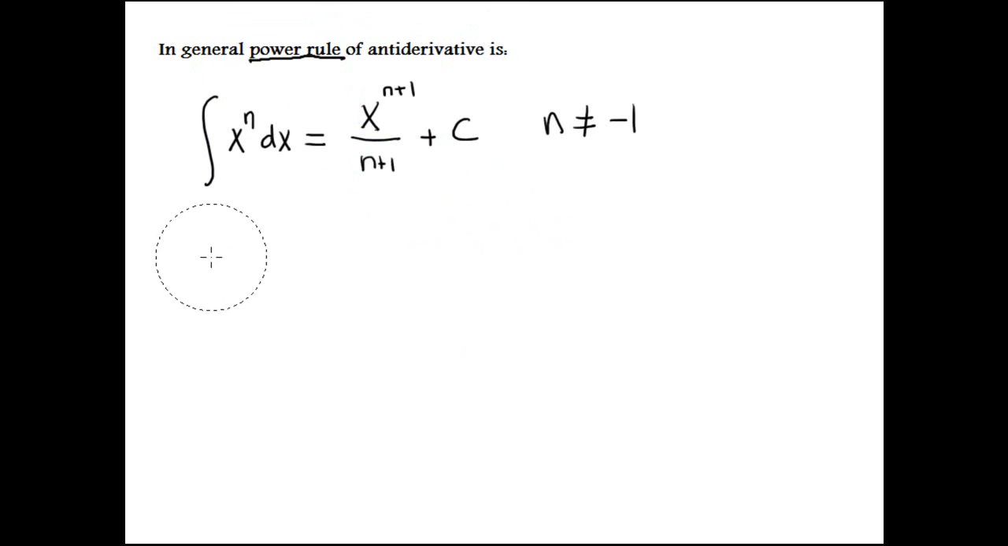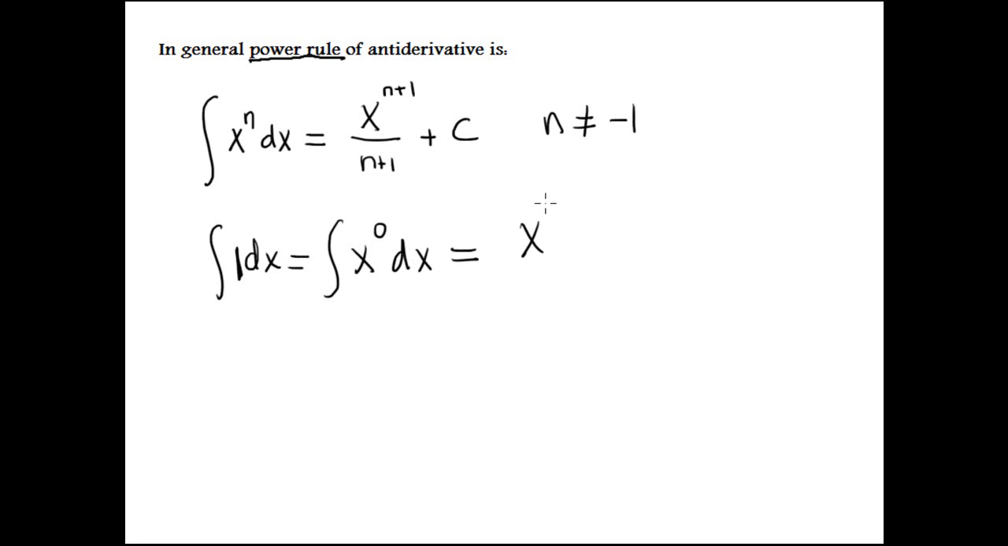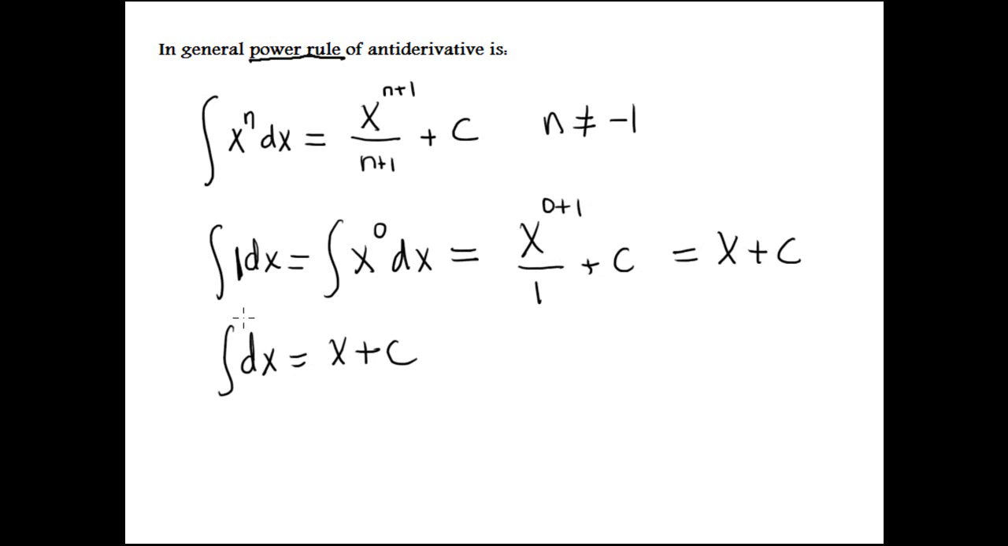For example, suppose the integral of only dx. Well, you can interpret that the function is 1, and 1 is x to the 0 dx. So x to the 0 plus 1 divided by 1 plus c. The answer is x plus c. So everyone memorize that the integral of dx alone is x plus c. This is called the antiderivative or indefinite integral. It's the same. Antiderivative is synonymous with indefinite integral.